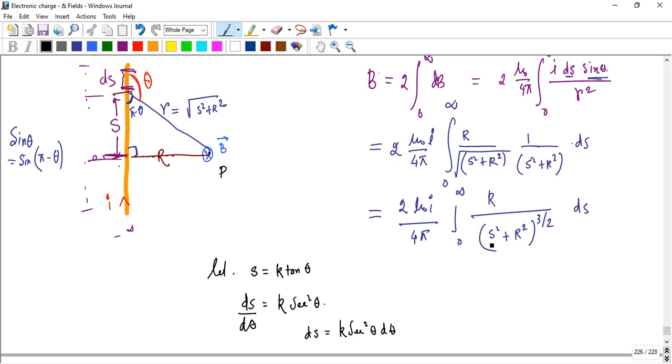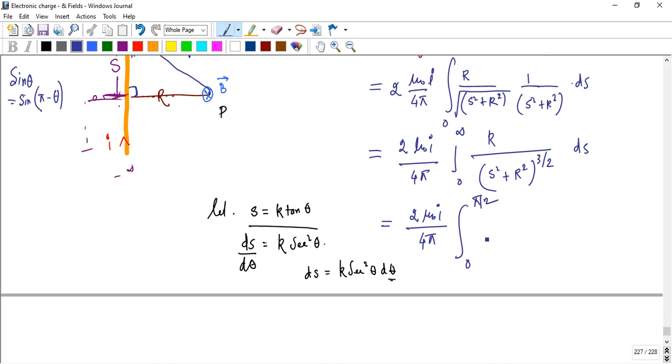We put ds here. Now check the limit, very important, check the limit here. So here we get 2 mu 0 I by 4 pi, and changing the limit 0 to infinity now changes to 0 to pi by 2, 90 degrees. When I put s equal to 0, tan 0 degree is 0, and when I put s equal to infinity, tan pi by 2 is infinity. So the lower limit is 0 and the upper limit is pi by 2.